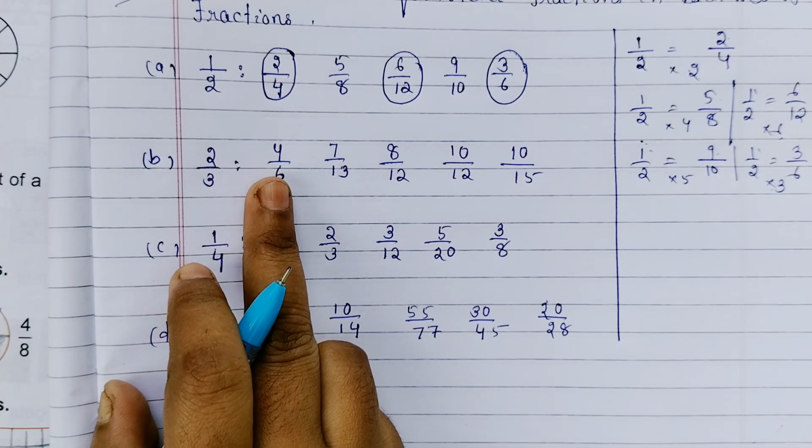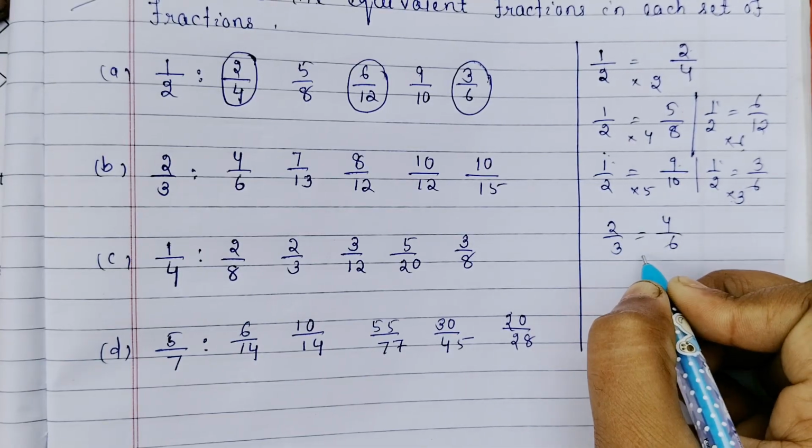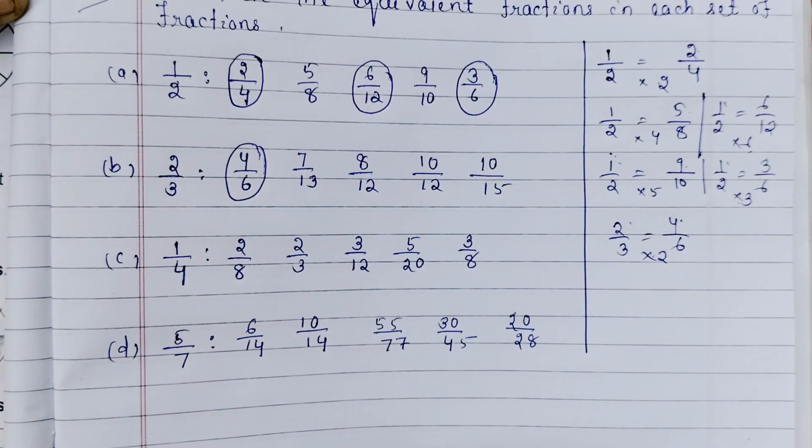First we solve 4 by 6. 2 by 3 equals 4 by 6. Then 3 times 2 is 6. 2 times 2 is 4. So 4 by 6 is the equivalent function of 2 by 3.